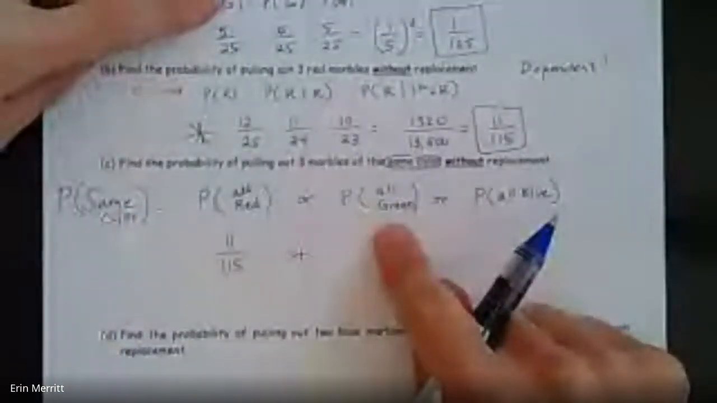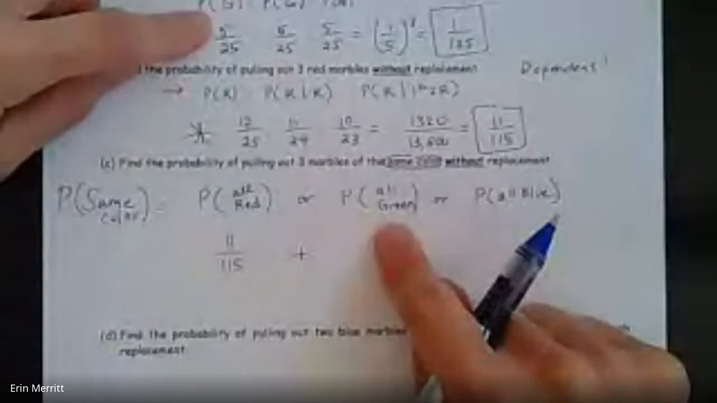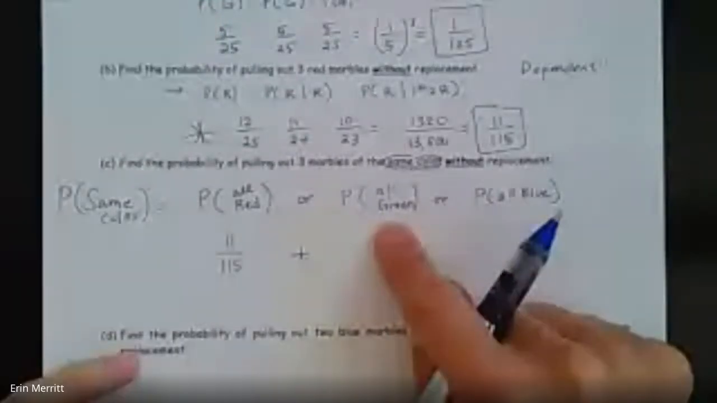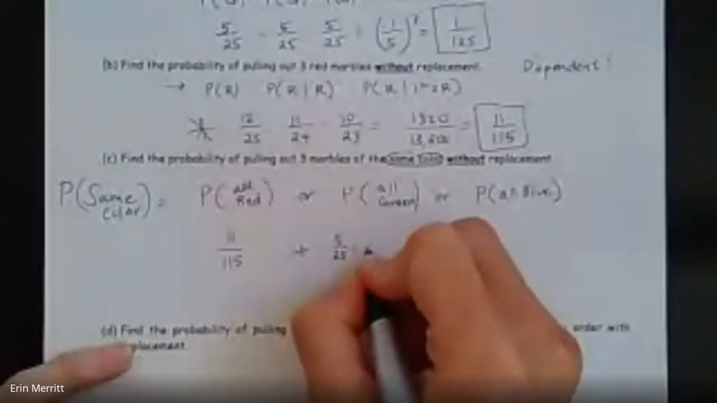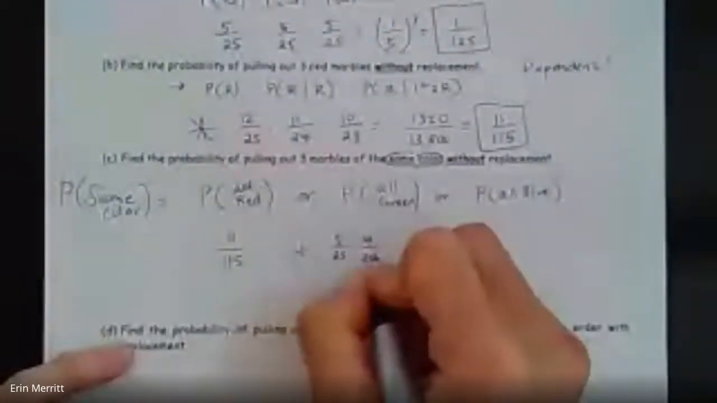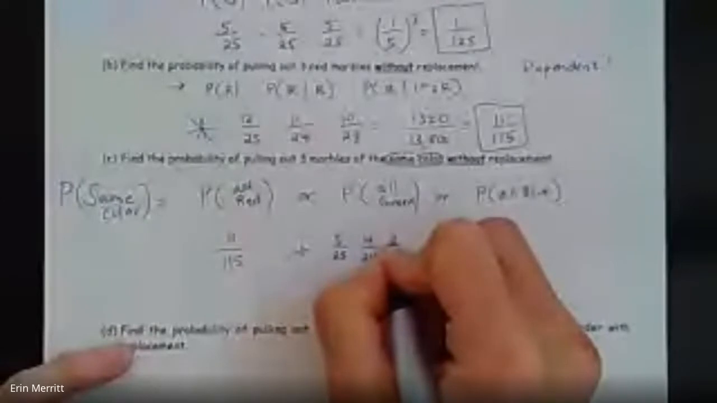This was 11 out of 115, plus the probability of all green. Well, it looks like we did it, but that one was with replacement. This one's without. So the first time you pick out a green, there's a 5 out of 25 chance. If I don't put it back in, it's then 4 out of 24 and 3 out of 23. And then play the same game over here for the blue. There's 8 blue marbles. So there's an 8 out of 25 chance the first time, 7 out of 24 the second time, 6 out of 23 the third time.